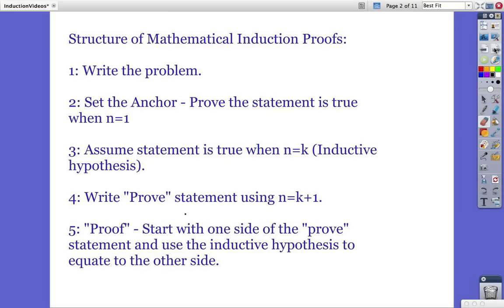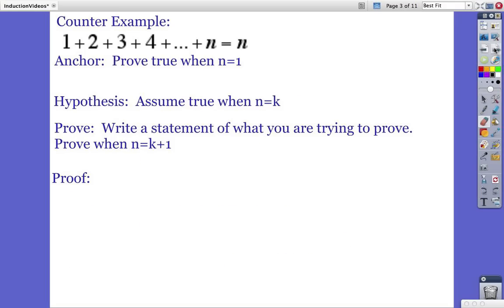You may have some question at this time as to whether this is a valid method of proof. I'd like to start with a counterexample to show you a case where the proof by induction does not work. Well, it shouldn't work in this case. 1 plus 2 plus 3 plus 4 ... plus n equals n. There's no way in the world, if you started with n and you added other numbers to it, that it should equal n. So let's show how, using mathematical induction, we can prove that this actually doesn't work.